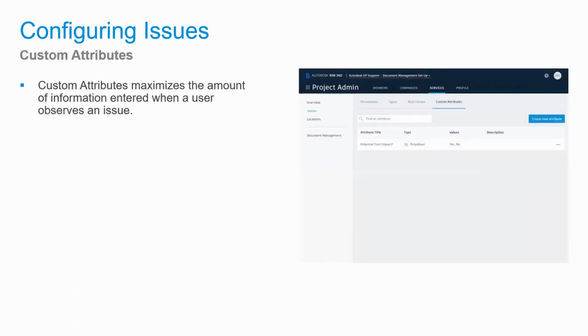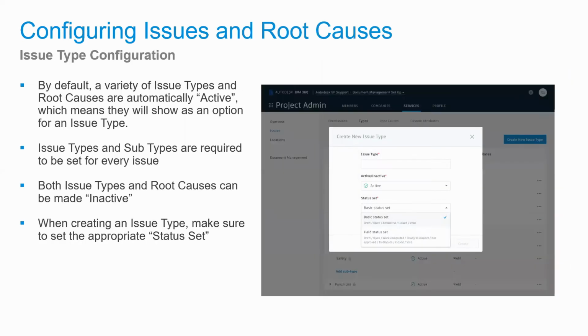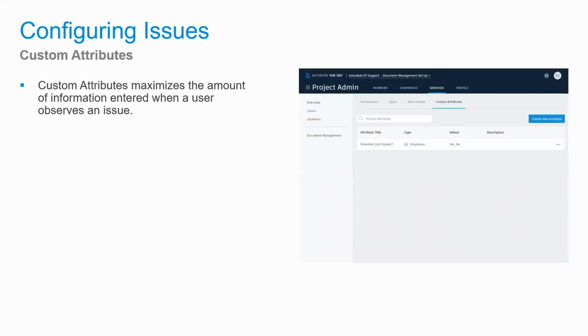So configuring issues. Custom attributes. Custom attributes allow common questions to be answered when the issue is being created. So custom attributes maximize the amount of information entered when a user observes an issue. For example, the custom attribute potential cost impact answers questions about scope change. Custom attributes can be added to an issue type and set as required if needed.